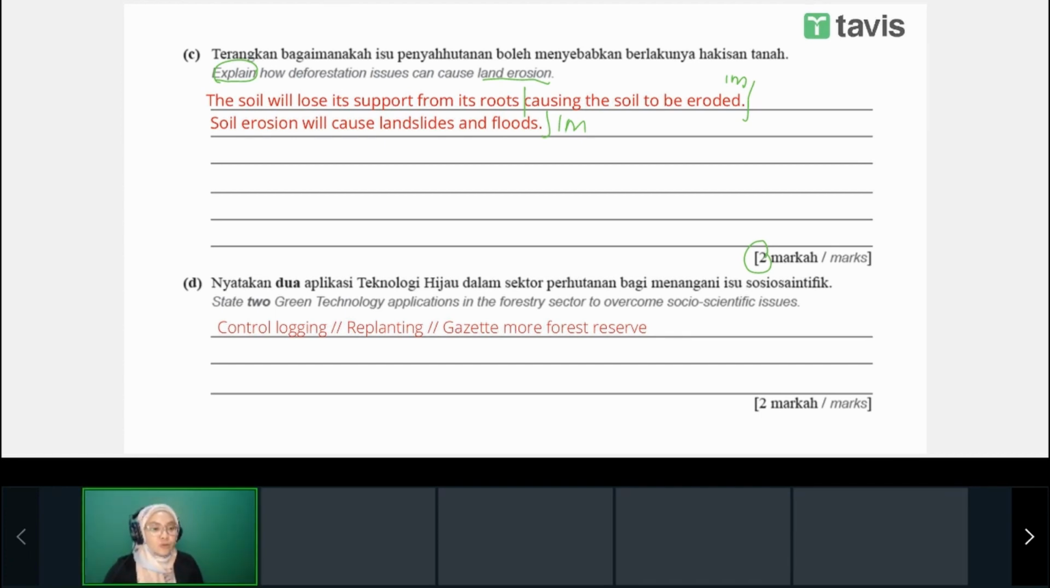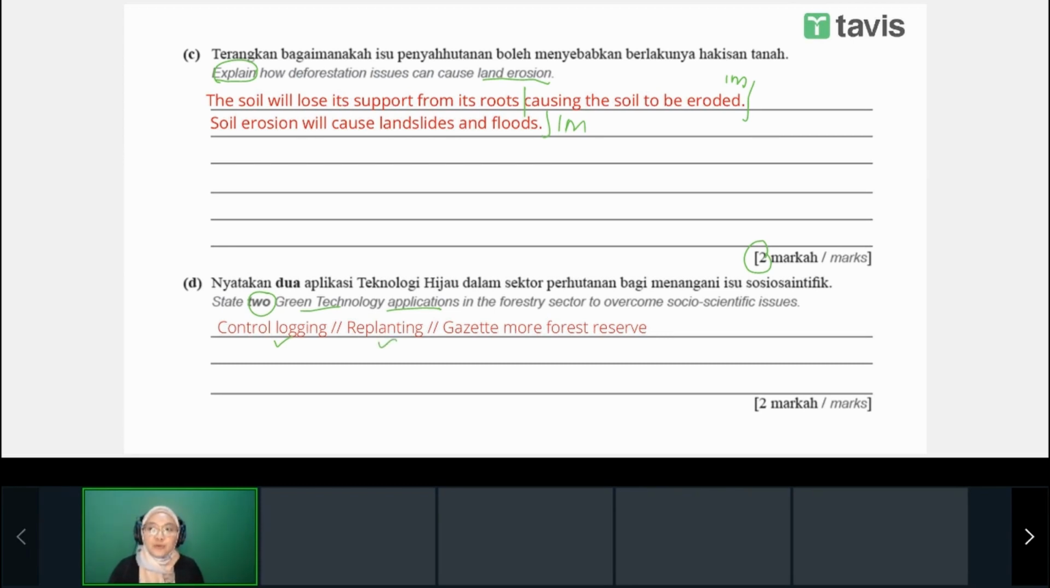Okay, the next question, which is question D. State 2 green technology applications in the forestry sector to overcome socio-scientific issues. We did discuss the application of green technology. What is the application that you can write? You can control the logging activities, give a higher fine to those involved in illegal logging. You can replant the trees.